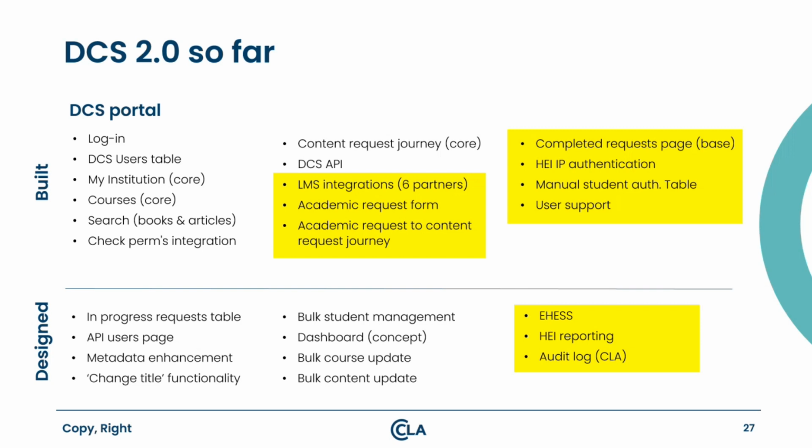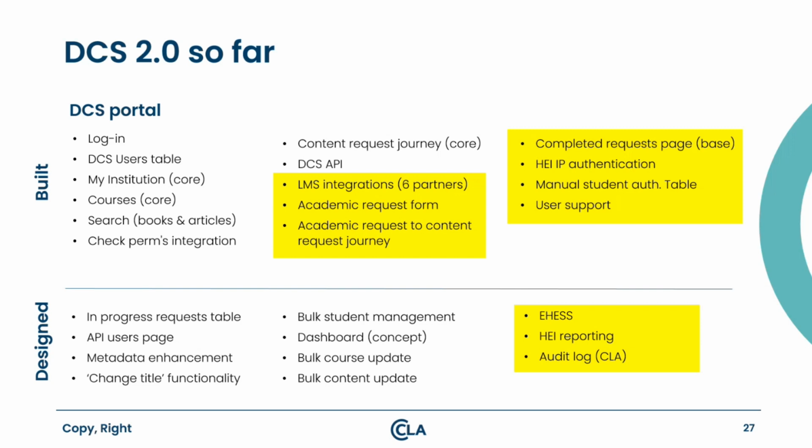So the IP authentication, so that's for on-campus access, is in place. In terms of alternative authentication, so for students off campus, they're halfway through the work for manual students. So this tends to be smaller universities who literally put in student email addresses to authenticate. And we've been working on some tools for user support. So that's for our team, basically, to help you largely.